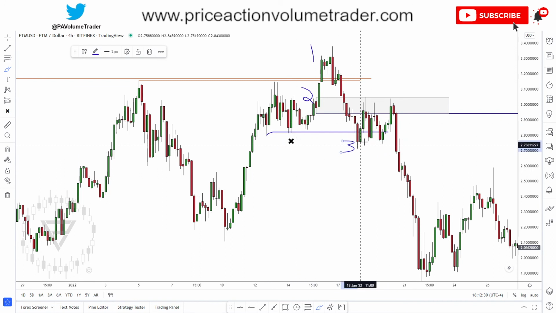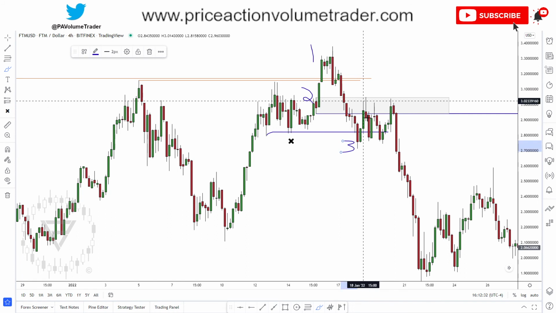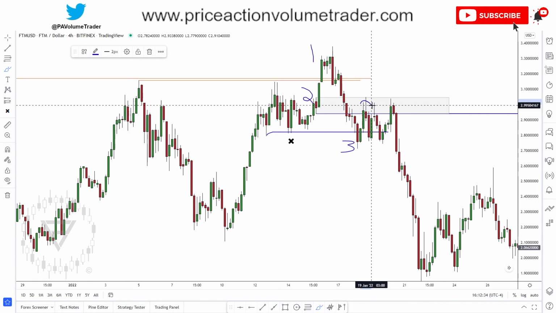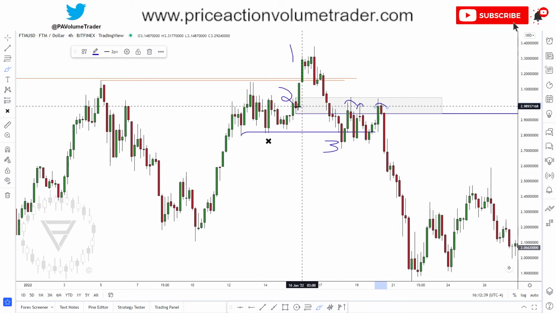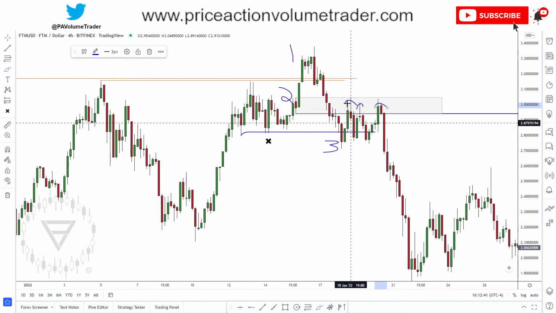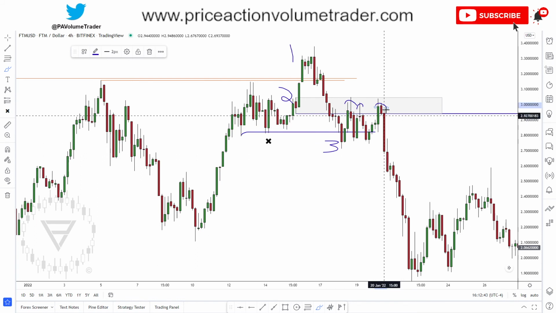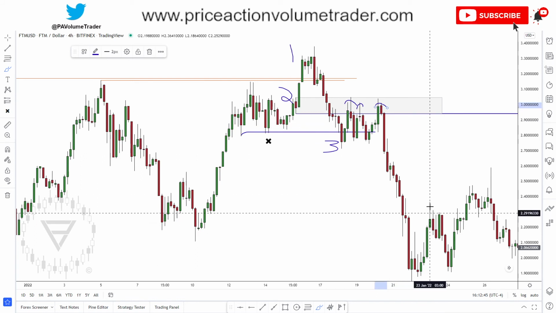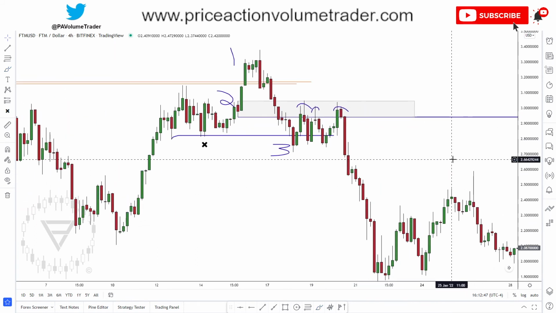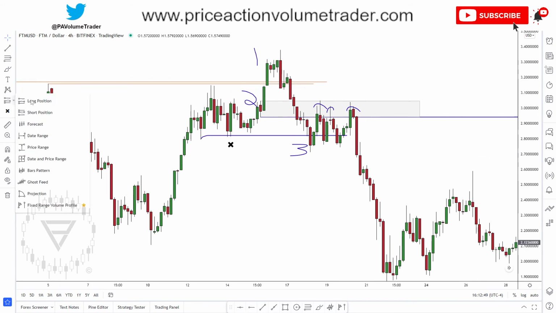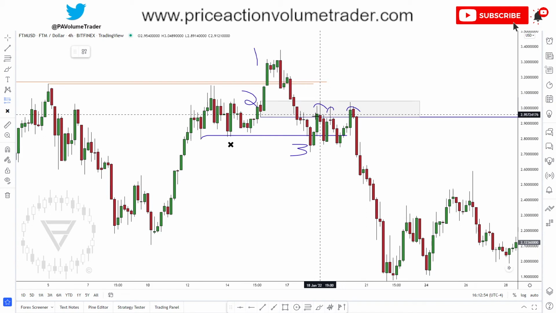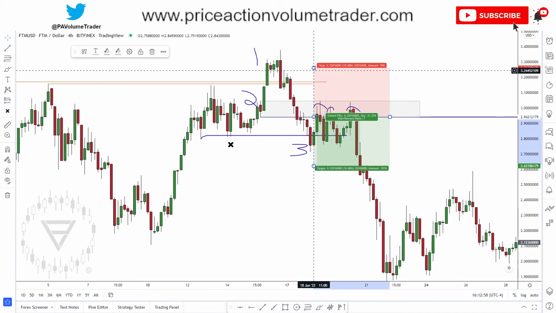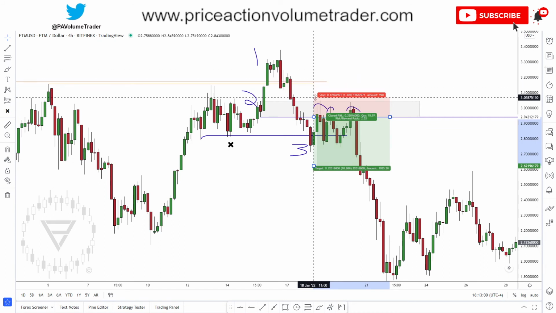We break below, and now we can see how price comes back, and we actually came back 3 times. We try to break through this breaker here, this bearish breaker, and price just keeps failing and failing, and then it collapses. Okay, so in this case, same thing. You would have your entry at this level, your stop loss just beyond it.